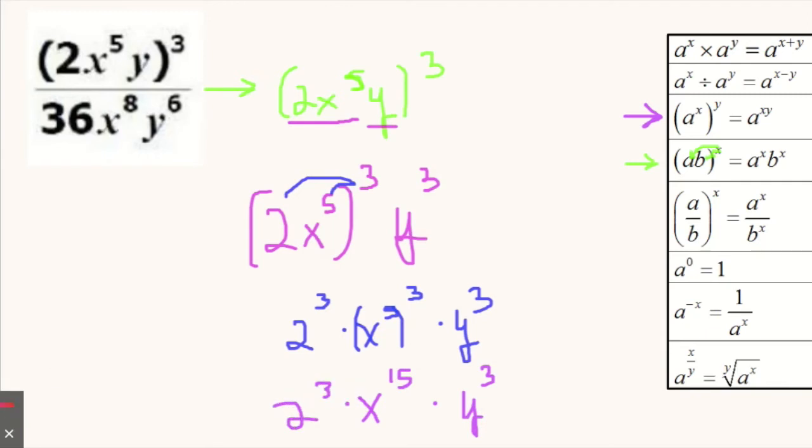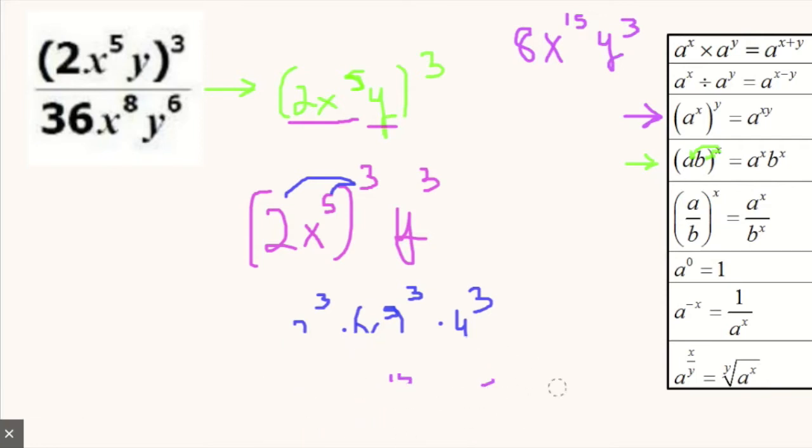2 cubed is going to be 2 times 2 times 2, which is 8. And that is our numerator: 8 x to the 15th power y cubed.